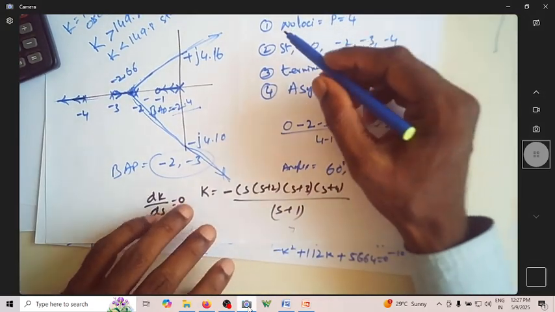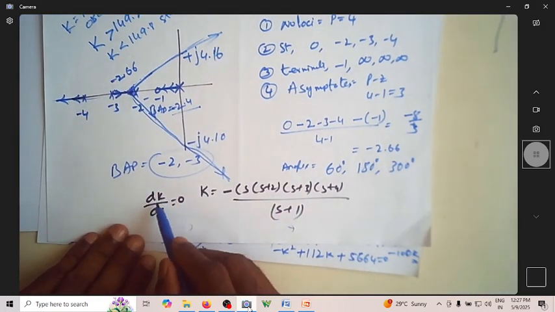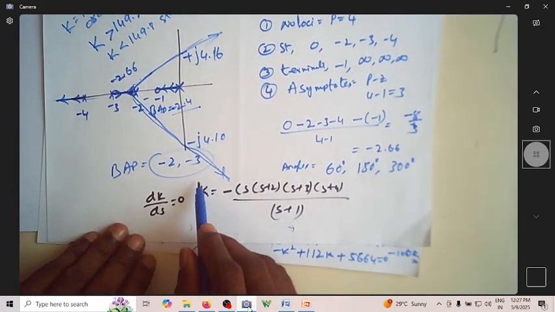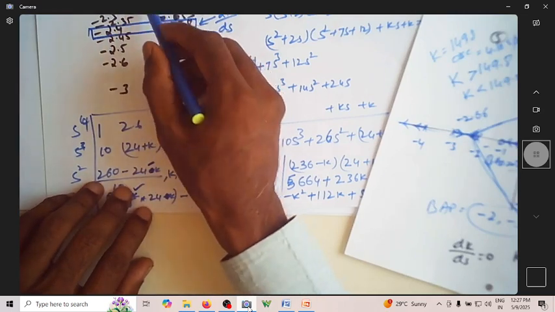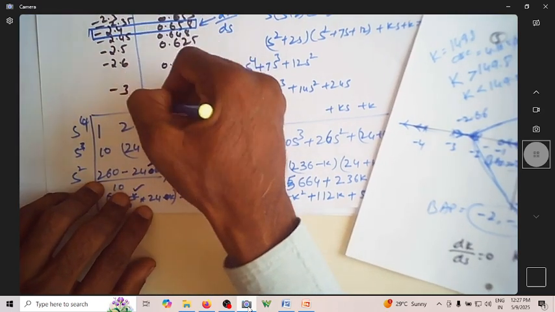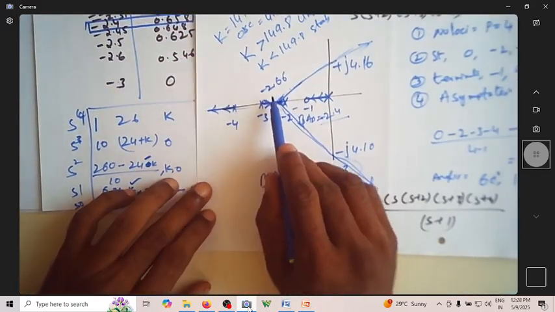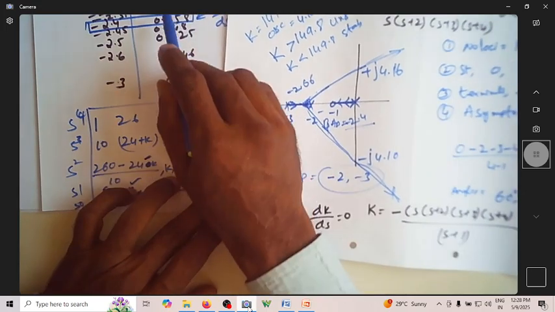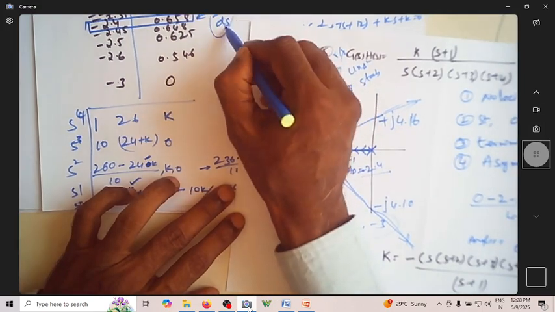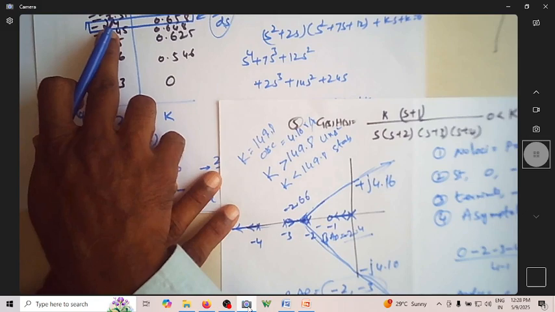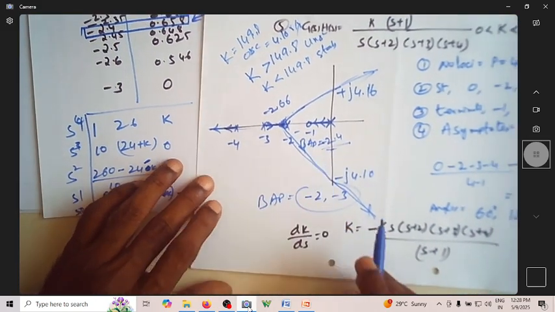Okay. We actually obtained the breakaway point using another method. Instead of going for the differentiation, we took a table where we varied the value of s from minus 2 to minus 3. Why only minus 2 to minus 3? Because we know that the breakaway point exists between these two. So then we found out the value of k where it is maximum, which corresponds to dk by ds, and we found that that is happening at minus 2.4. So that's why the breakaway point was minus 2.4.